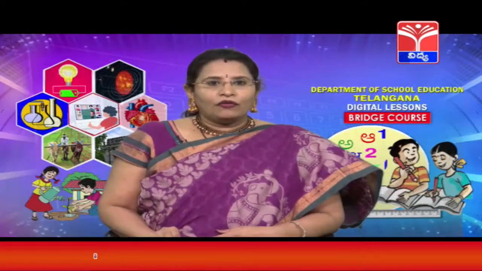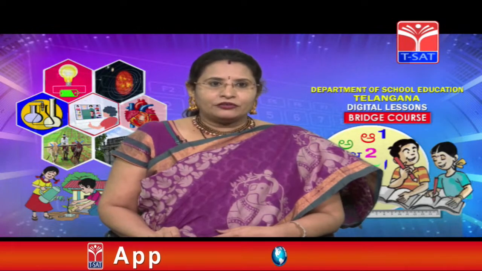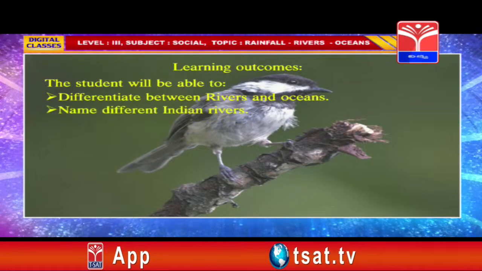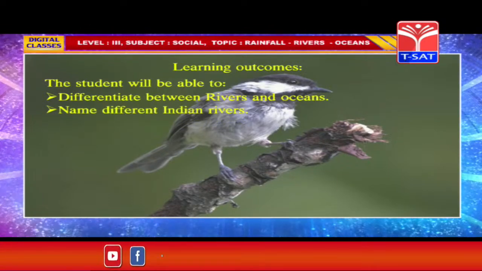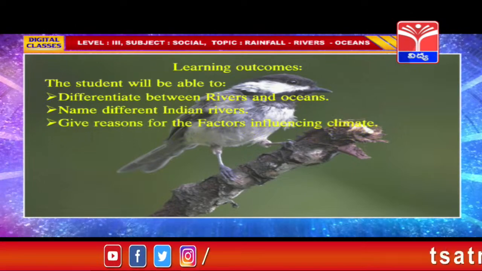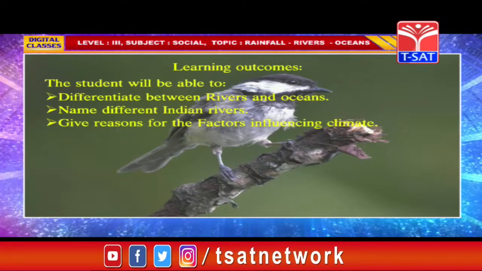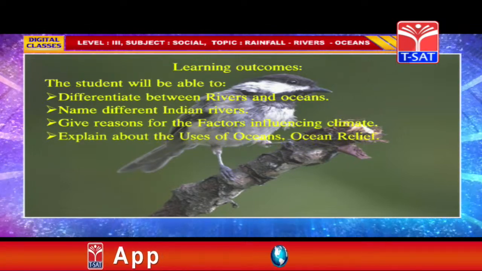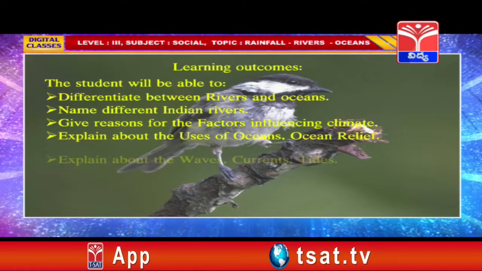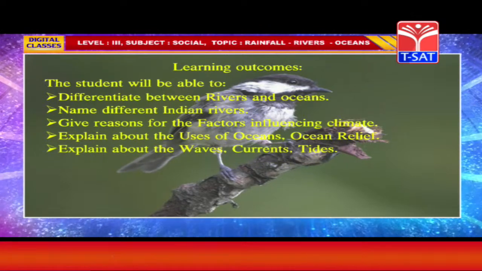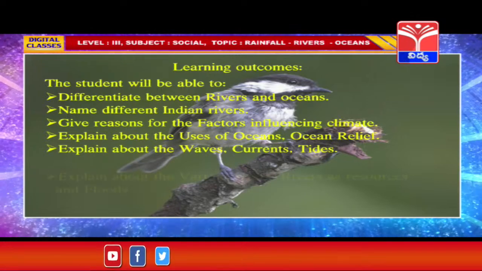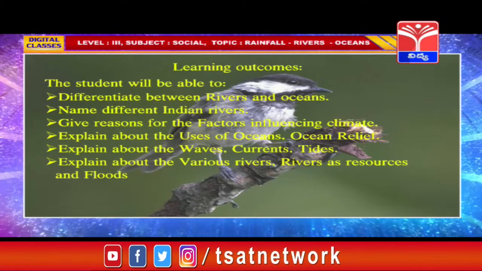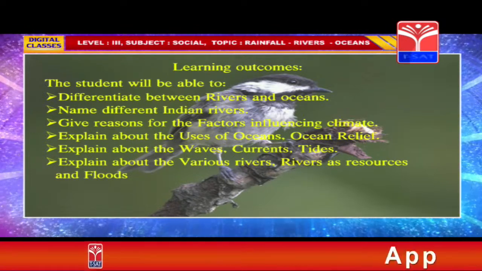Children, at the end of this topic, you will be able to differentiate between rivers and oceans. You will be able to name different Indian rivers. You will be able to give reasons for the factors influencing climate. You will be able to explain the uses of oceans and ocean relief. You will be able to explain the waves, currents and tides. And you will be able to explain the various rivers, rivers as a resource, and floods.